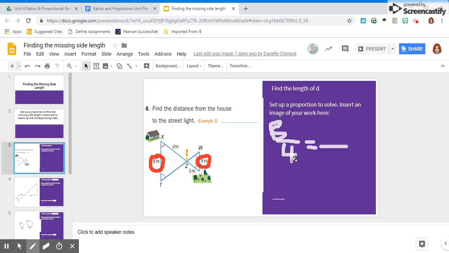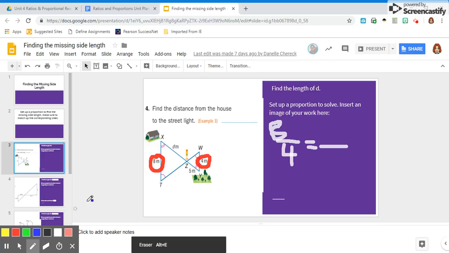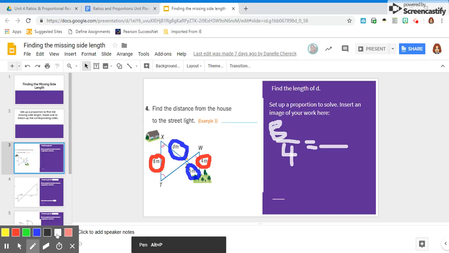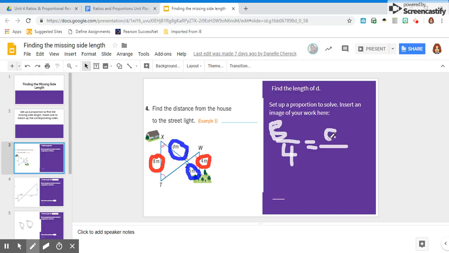So when you write these, you should be writing your units, but since I'm writing on the computer, I want you to kind of do that for me. So then let's look at our other correspondings. D is corresponding to 5. So when we set it up, 8 is in the same triangle as D. So D is going to go on the top, and then 5 is going to go on the bottom.